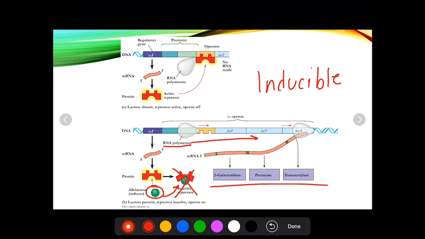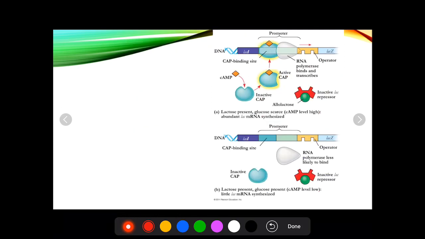If you don't have lactose present, it doesn't make sense to make the enzymes that break down lactose, and so the repressor is going to stay active, turn the operator off, and prevent transcription. Raise your hand if you are recalling all of this. Wow, I like it. Okay.